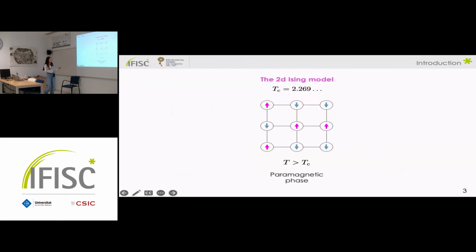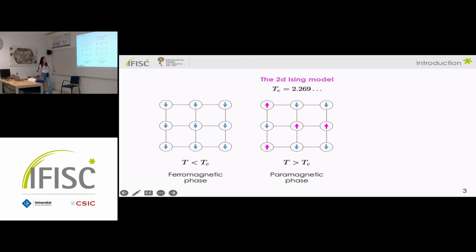So, for temperatures above the critical temperature, the thermal noise dominates and the system is disordered, or in a paramagnetic phase. But then, as we decrease the temperature, the system spontaneously chooses one of the 2 ordered states, and the spins align either in -1 or in +1. And we have an ordered or ferromagnetic phase.